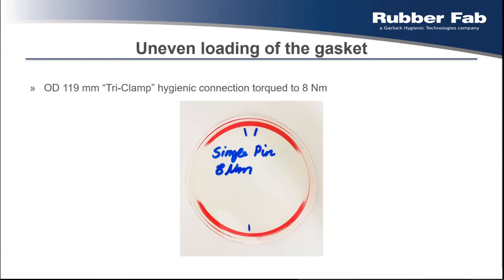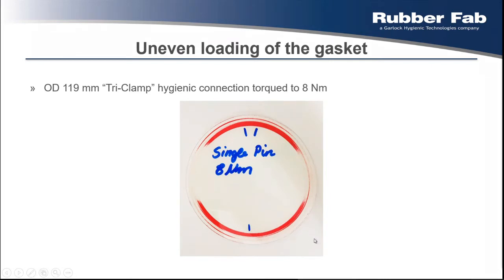Another cause for a hygienic connection to fail, to no longer be hygienic and therefore compromise the user's process, is uneven loading of the gasket. We see an example of uneven loading right here. What you see is an imprint of a pressure indicating film. You can install such a film between a gasket connection.